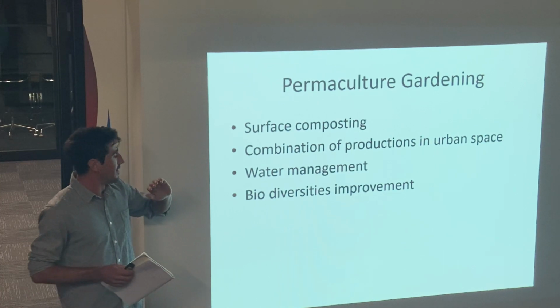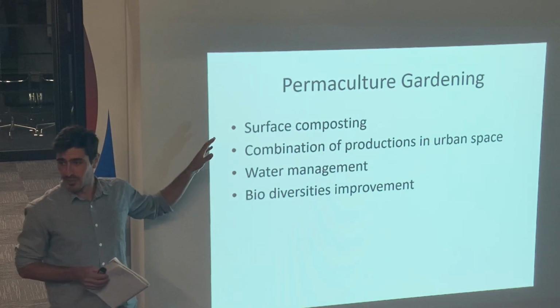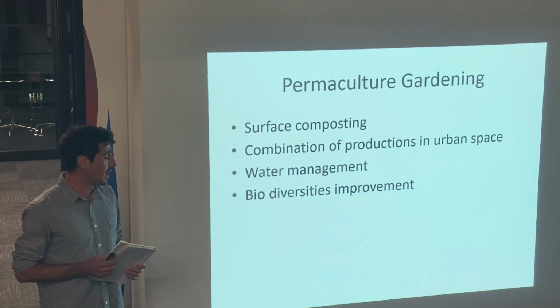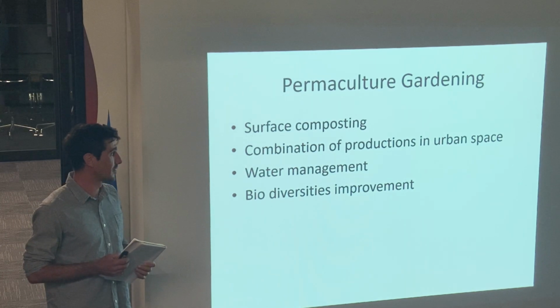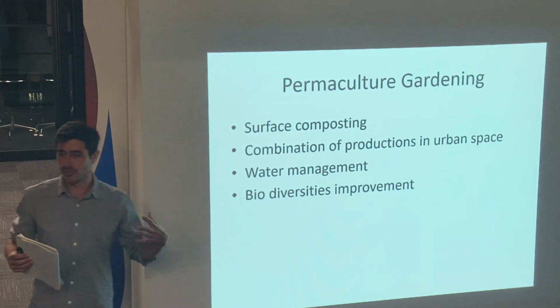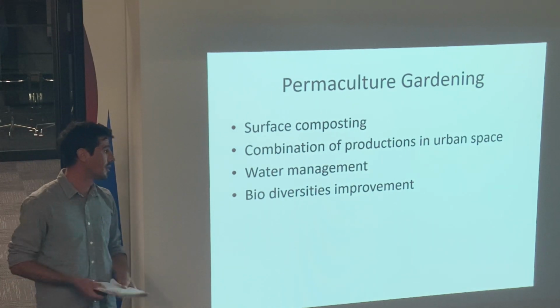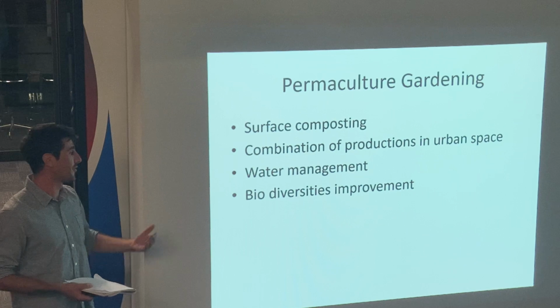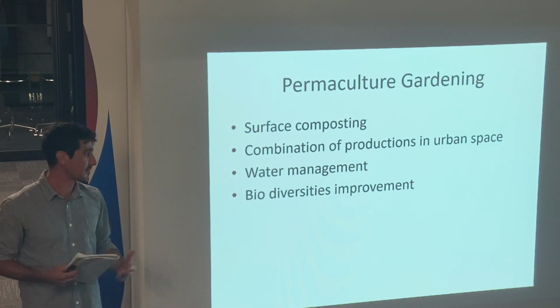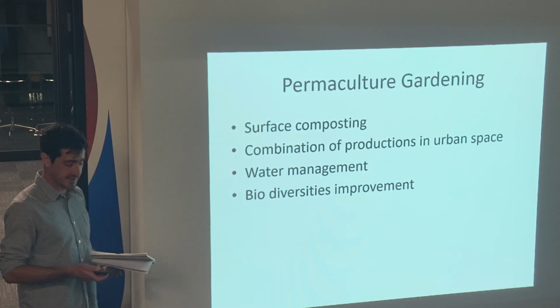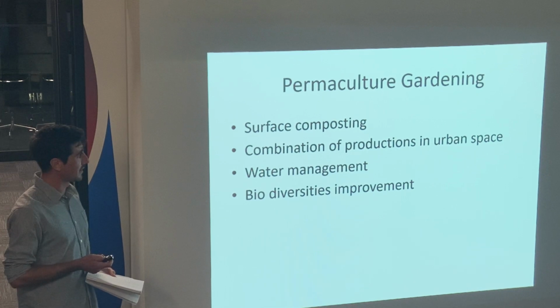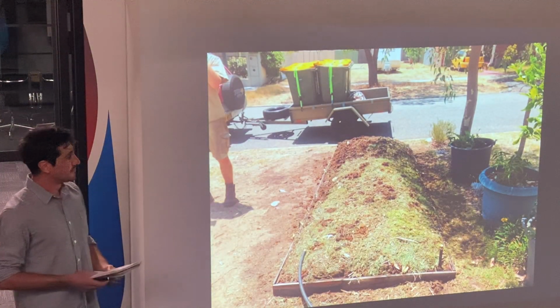So the main thing is surface composting. And then we're going to talk about how we can combine different productions onto a small space to make a system work. We're going to talk about water management around the house and biodiversity improvement.